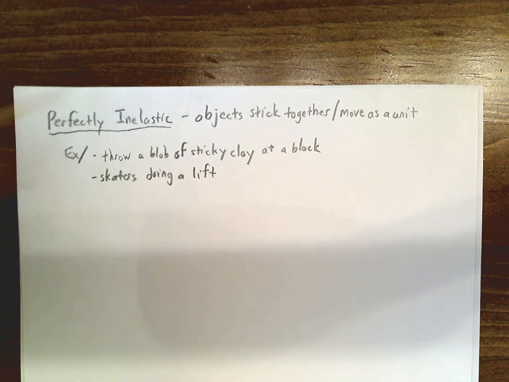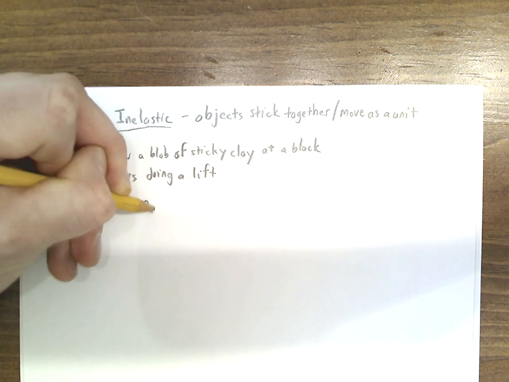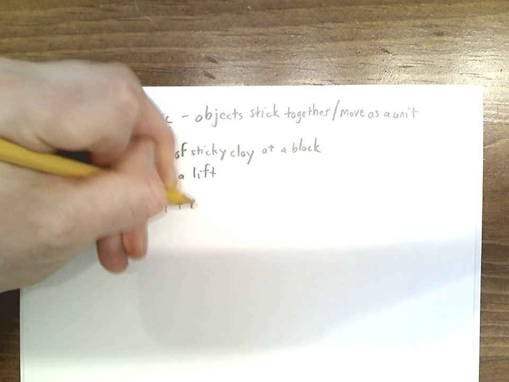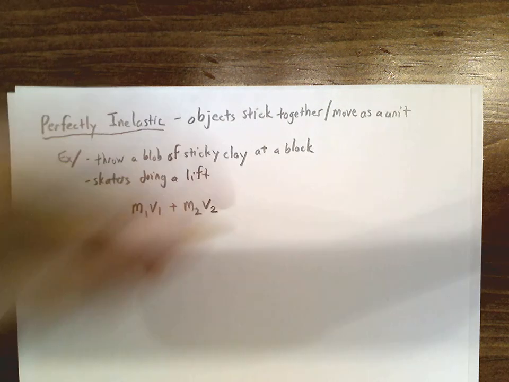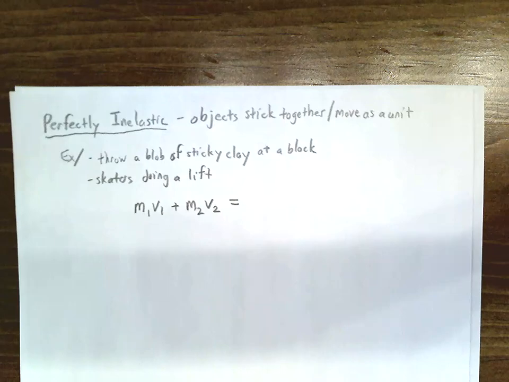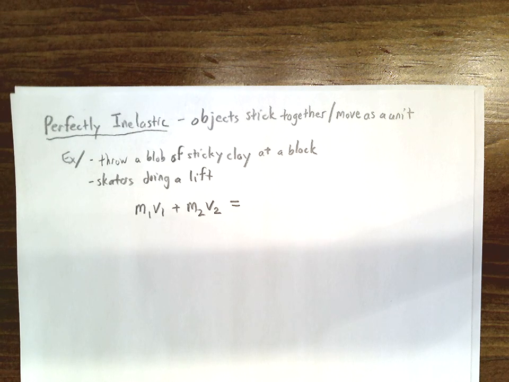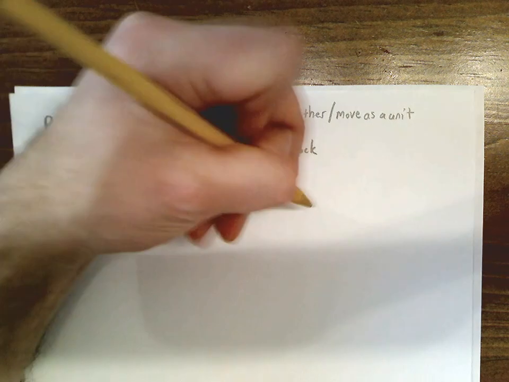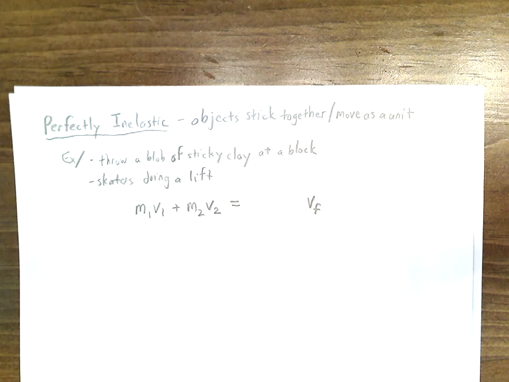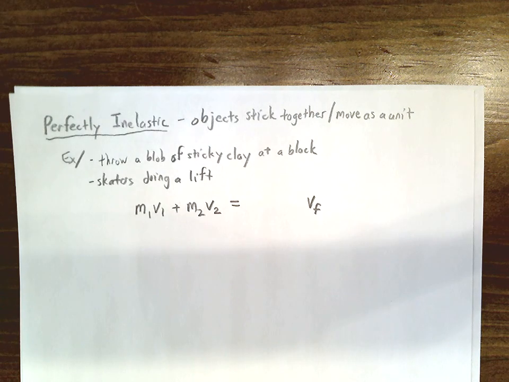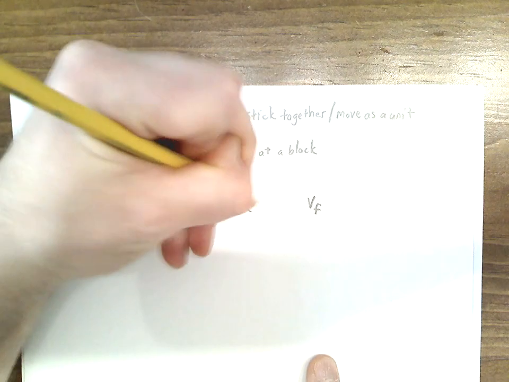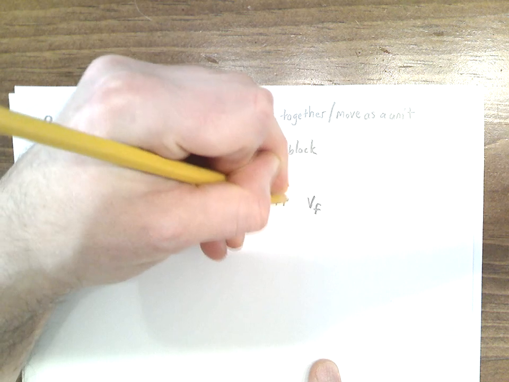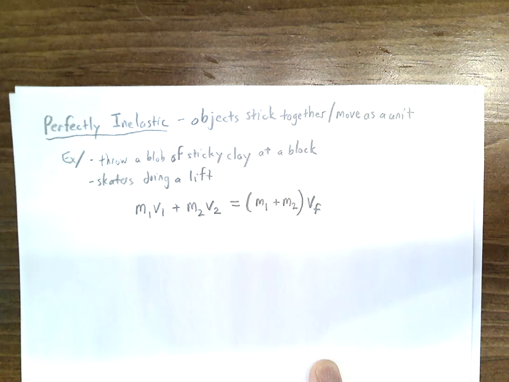We get to use momentum. So we set up our momentum equation: M1 V1 plus M2 V2. Before the collision, each object's doing their own thing. After the collision, they stick together. So if they're moving together, there's really only one final speed to track. So we write V final over there. That object, if they're together, should have a mass equal to the sum of the two masses. So this is M1 plus M2 times that final speed.